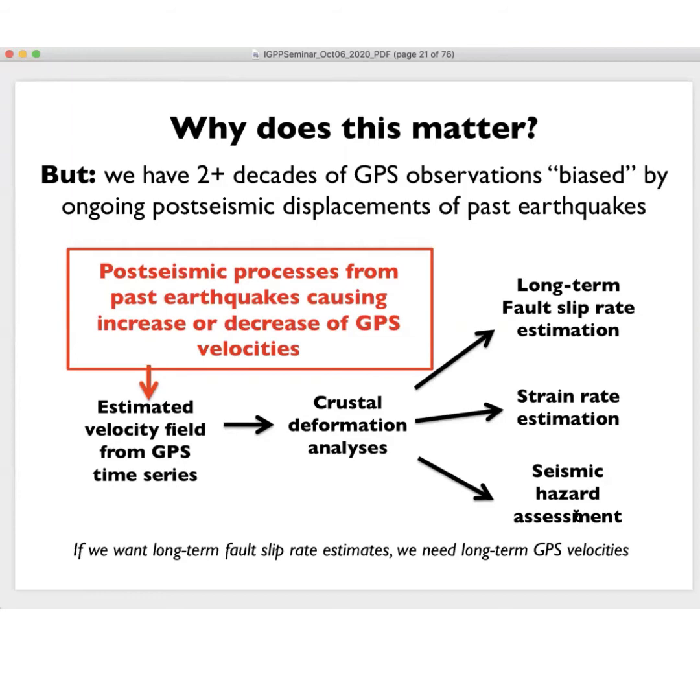So the bottom line here is that if we want these long-term fault slip rate estimates, for example, we need long-term GPS velocities. We need those steady state, transient-free, beautiful straight line GPS velocities.